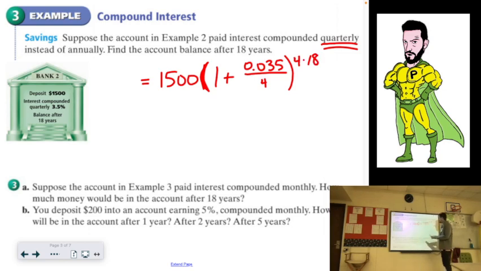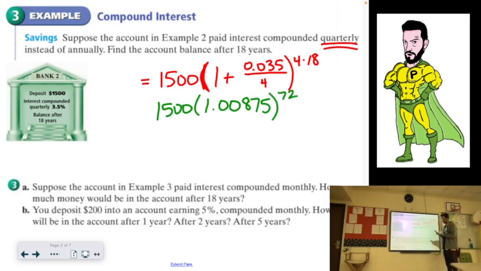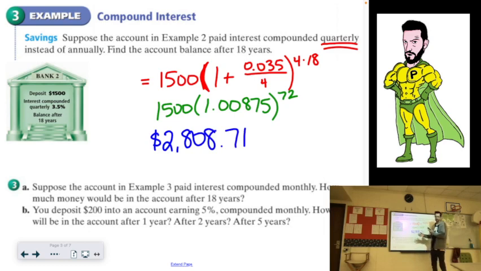So let's see how this changes stuff. 0.035 divided by 4 plus 1 is 1.00875. 4 times 18 is 72. So if we took that to the 72nd power, we get 1.8724 and so on. We can multiply that by the 1500. We get $2,808.71 if it rounds.